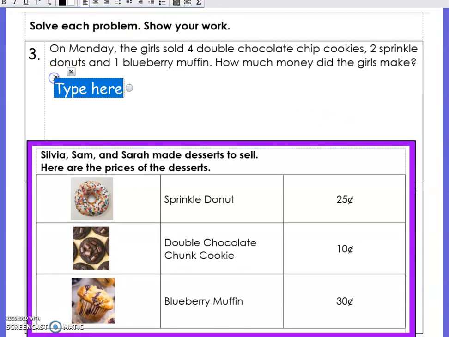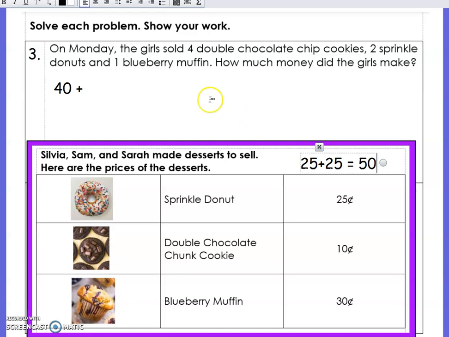So we're just going to go ahead and start this again, right? So 4 double chocolate chip cookies. I know that they're 10 cents each, so I'm going to skip count by 10, 10, 20, 30, 40. So I know that that's 40 cents. 2 sprinkle donuts. Ooh, so here's where we double, okay? 25 plus 25. Remember, that's like 2 quarters. What if you double your quarters? 25, 50, right? It's 50 cents. 25, 50. Another one would be 75, $1. Okay, but we know that we're just having 2 sprinkle donuts. So I'm going to add 50 to that. And then 1 blueberry muffin, which is 30 cents.